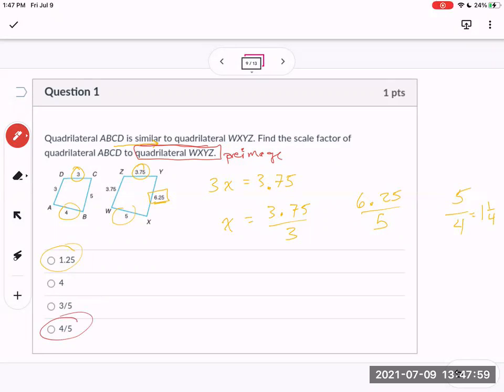Yeah. Okay, that makes much more sense. That's such a weird way to word it. It is weird. I didn't read it that way. It says find the scale factor of that to this. So they must mean that this is the original, this is your preimage, and this is your image. Exactly. So I guess when they word it like this, they give you the image first.